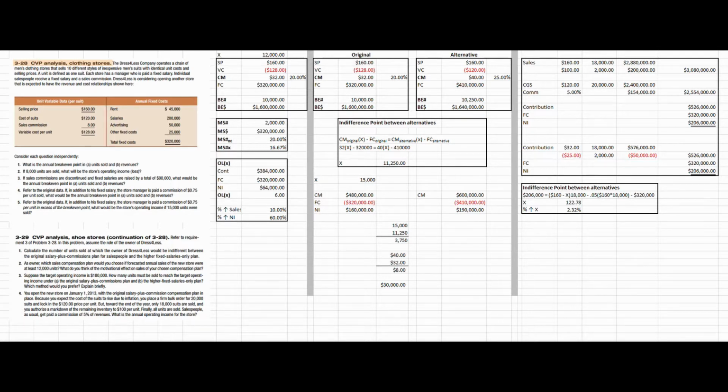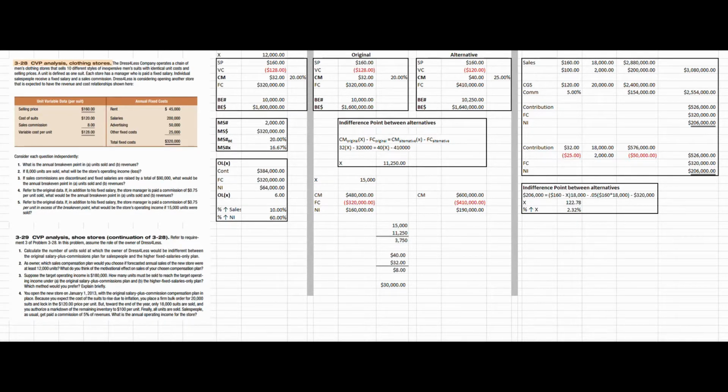But if I know what my break-even point is, it's 10,000 units in this case, and I know that every unit I sell has a contribution margin of $32, then I can very quickly calculate what my net income or net loss would be for a given level of sales. So for example, if we sell 8,000 units, we are 2,000 units shy of breaking even. Each one of those units has a contribution of $32, so we would have a net loss of $64,000.